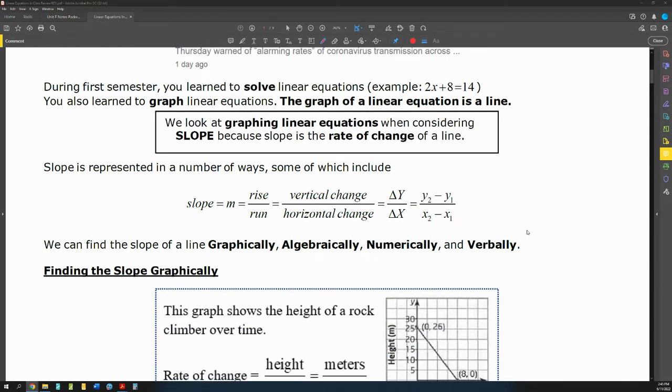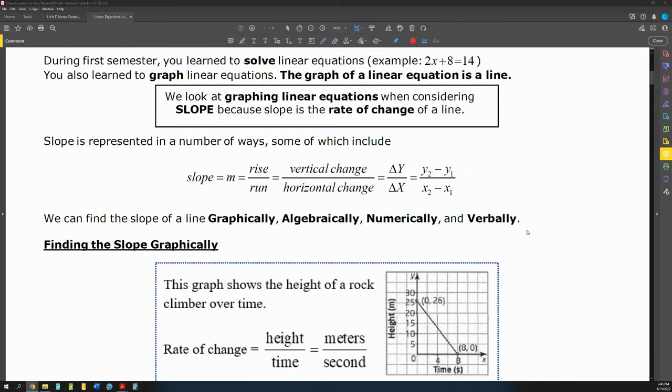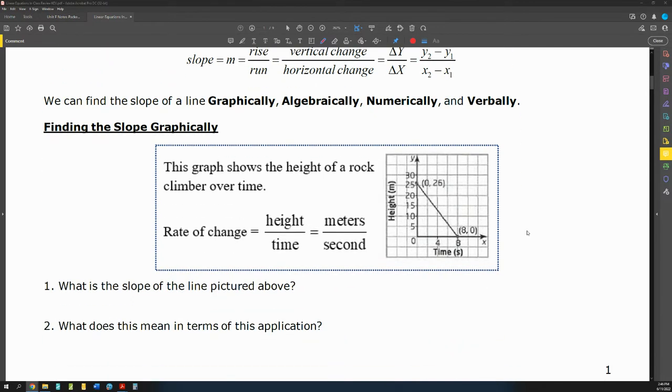We can represent slope in many ways. We use the letter m to represent slope. Sometimes we'll refer to it as rise over run, vertical change over horizontal change, delta y over delta x, and that delta is just a capital Greek letter, meaning change in. Or we can represent it using the slope formula, y2 minus y1 over x2 minus x1. There are four ways that we can find the slope of a line. We can find it graphically, algebraically, numerically, and verbally. So let's start by finding the slope graphically.